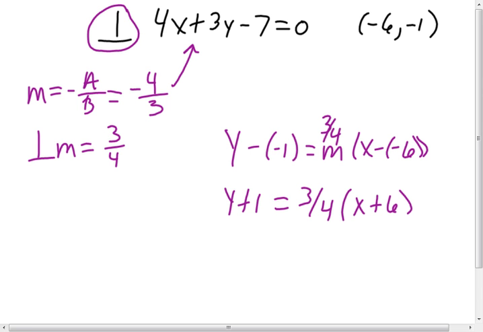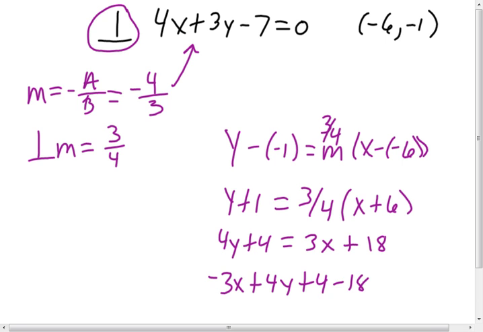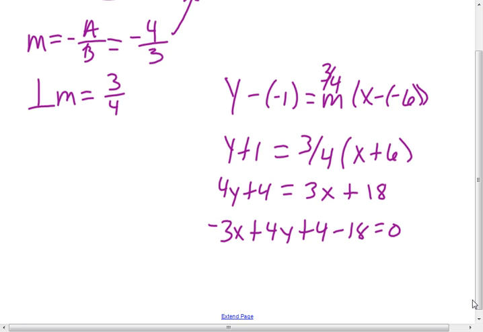So now using that 3/4, we can multiply both sides by 4 to get rid of the denominator. So 4y plus 4 is equal to 3x plus 18. And now to write in standard form, we're going to move the x's and y's together. Everything's to the left, so -3x plus 4y plus 4 minus 18 is equal to 0. So now simplifying and changing that first coefficient to a positive, 3x minus 4y plus 14 equals 0.